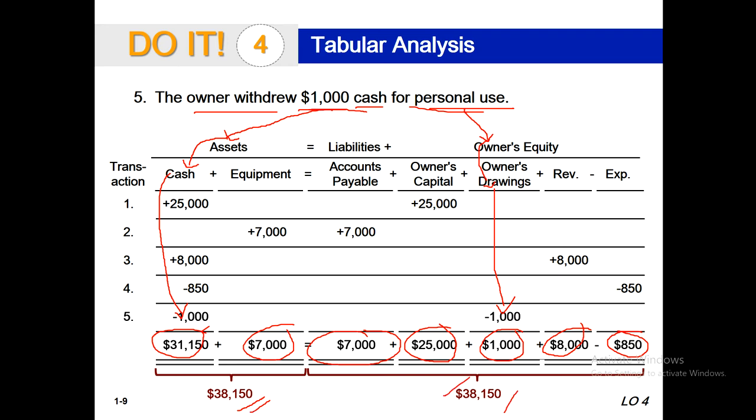So the accounting equation, asset equals liabilities plus owner's equity. Here this figure is equal to this figure.